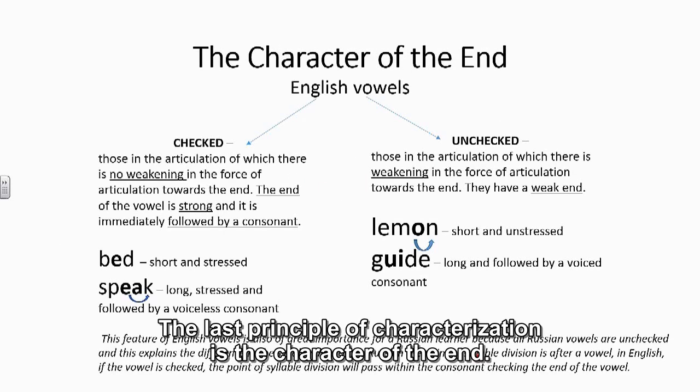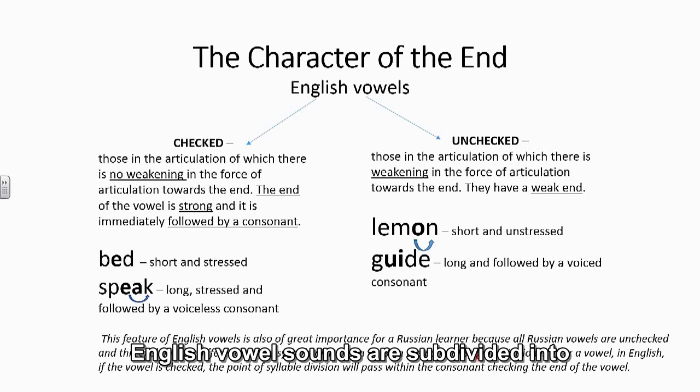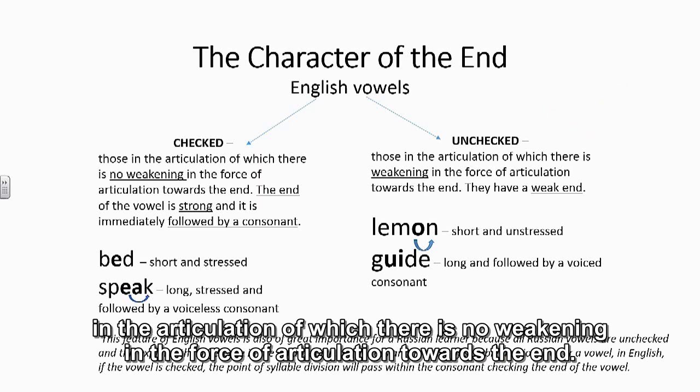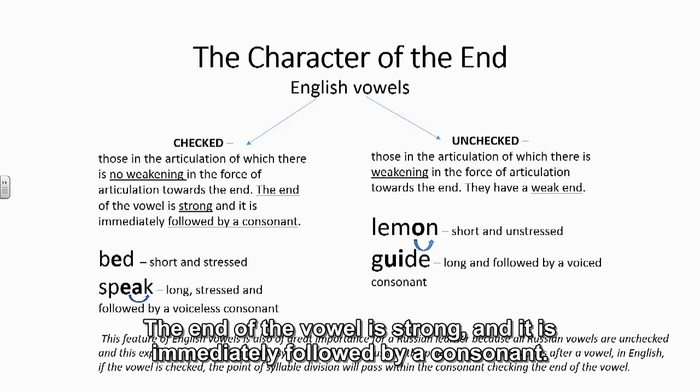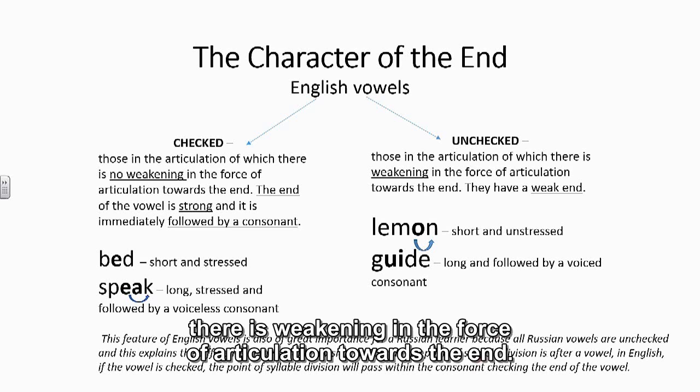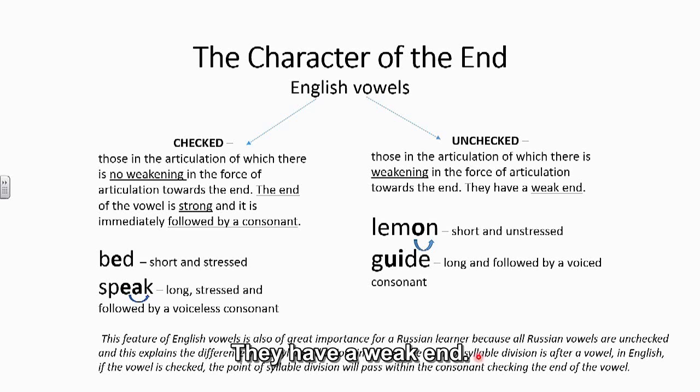The last principle of characterization is the character of the end. English vowel sounds are subdivided into checked and unchecked ones. Checked vowel sounds are those in the articulation of which there is no weakening in the force of articulation towards the end. The end of the vowel is strong, and it is immediately followed by a consonant. Unchecked vowel sounds are those in the articulation of which there is weakening in the force of articulation towards the end. They have a weak end.